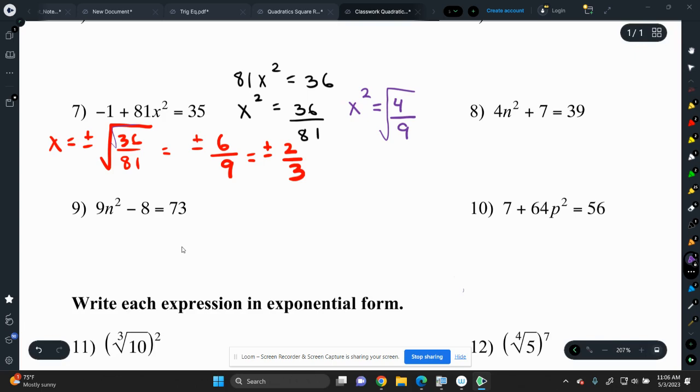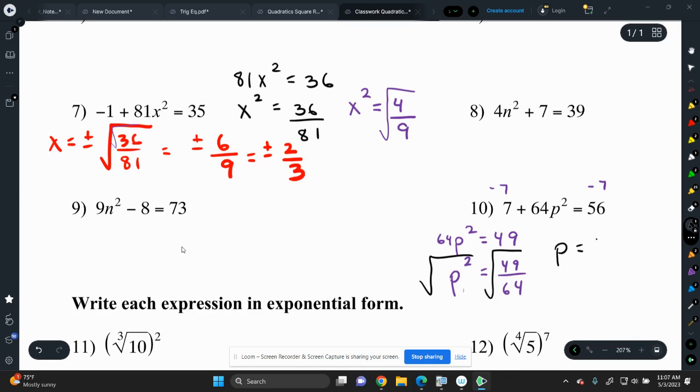Okay, let's look at number 10. Let's subtract 7 from both sides. So we get 64p squared equals 49. So then I'm going to divide by 64. So p squared equals 49 over 64. So now we'll take the square root of both sides. So p equals plus or minus, what's the square root of 49? Okay, 7 over the square root of 64, which is 8. And that does not reduce.